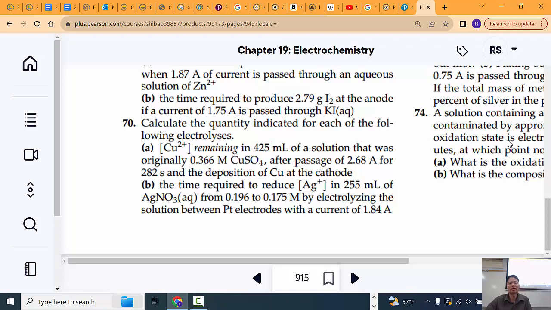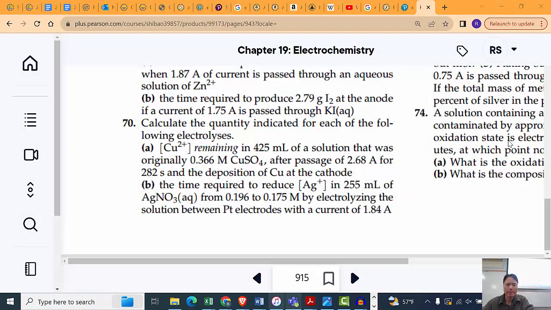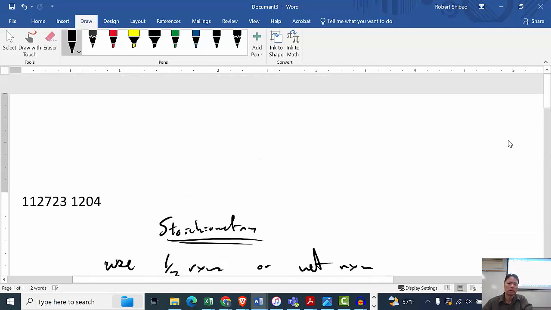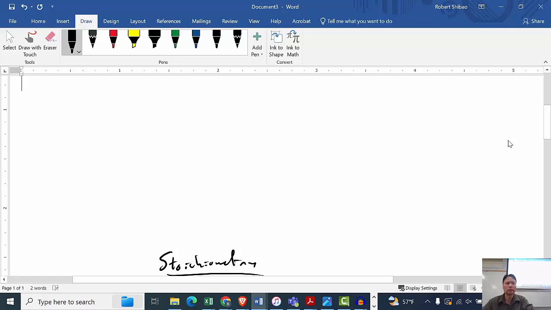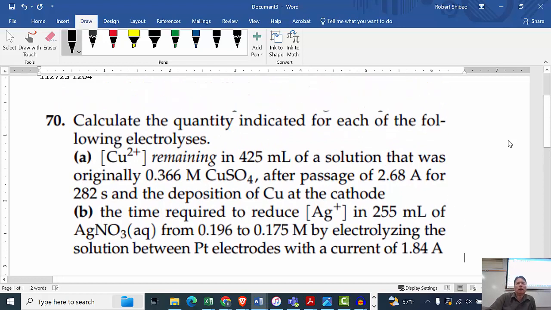All right, let's look at number 70 here. Let me copy this. All right, calculate the quantity indicated for each of the following electrolyses. A, copper 2 plus remaining in 425 milliliters of solution that was originally at 0.366 molar copper 2 sulfate after passage of 2.68 amps for 282 seconds and the deposition of copper at the cathode.